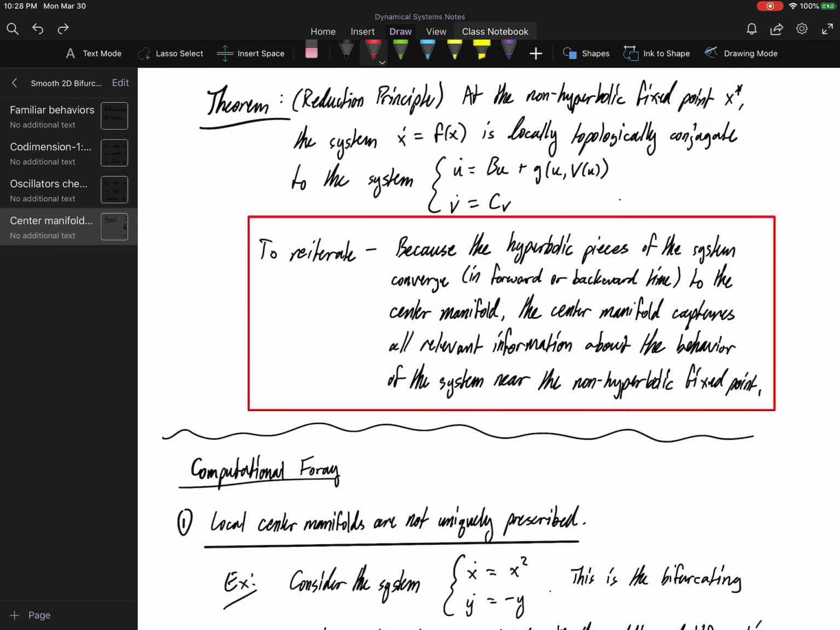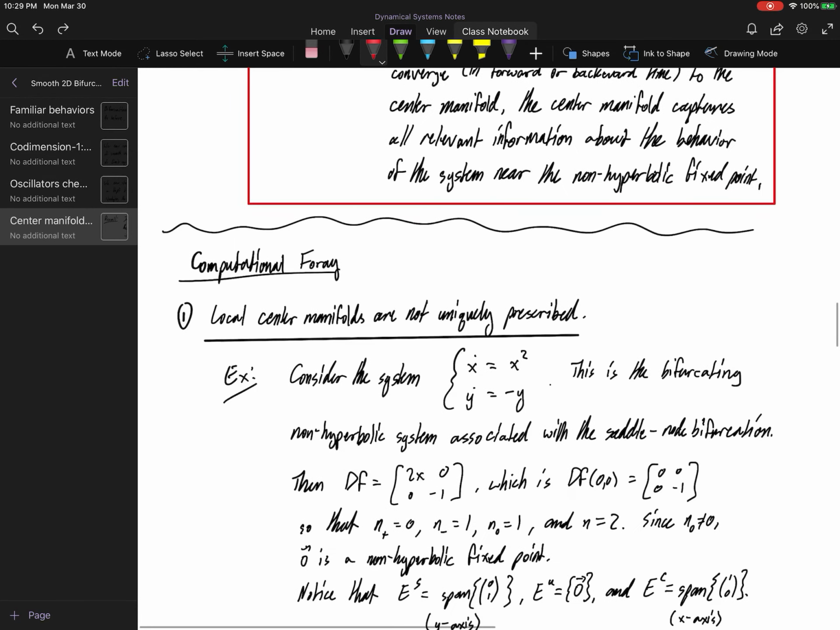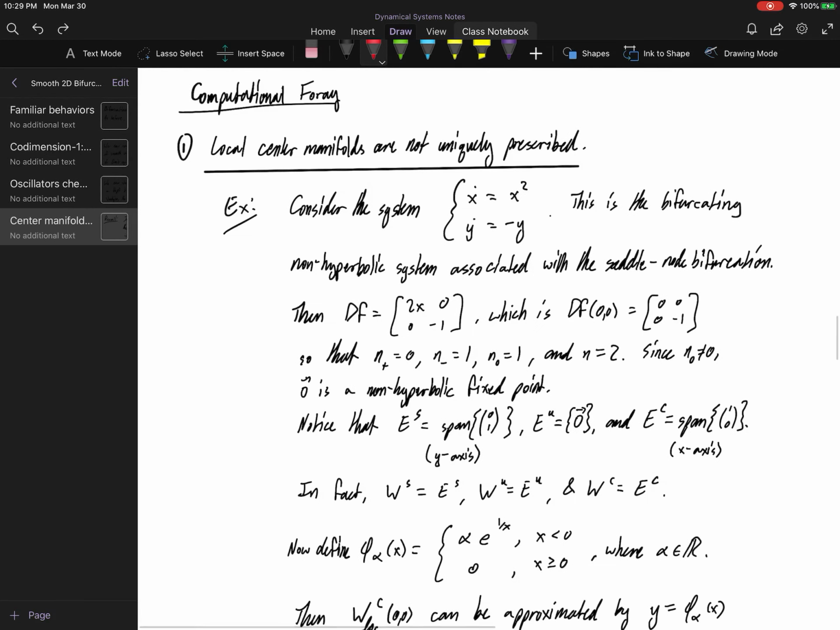But in this video, we're going to take a stab at some computational exposition and see what we can do with the reduction principle, how we can make computations in order to say what the dynamics of the system look like near a non-hyperbolic fixed point. So this is our computational foray. And first, we're going to go through a couple of things to be wary of.